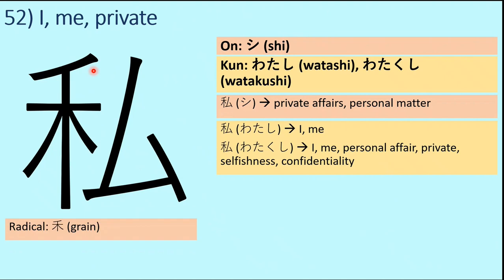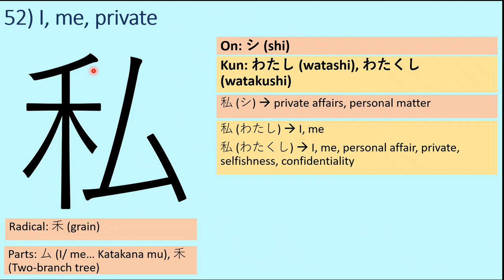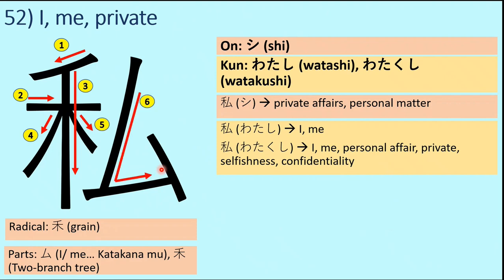watashi. Very, very popular. It is derived from the grain radical, as you can see, and it has two parts. One is this grain radical, and then the other one is the katakana mu sound. This is nothing but the mu sound of katakana. So using these two parts, this composite character has been formed. This is the stroke order: the first stroke, the second stroke, the third stroke, the fourth stroke, the fifth stroke, the sixth stroke, and this is the seventh stroke. So in 7 strokes, the watashi kanji will be written.